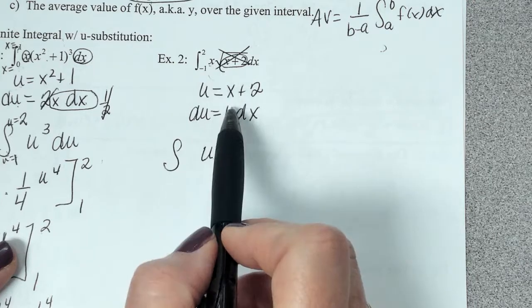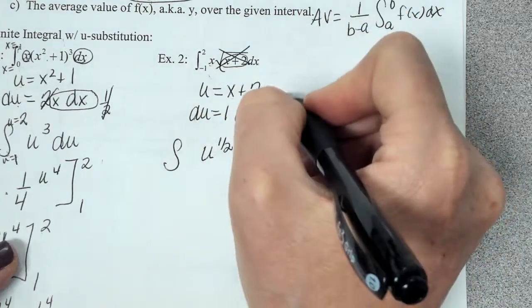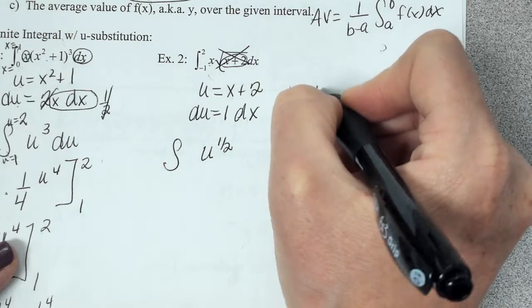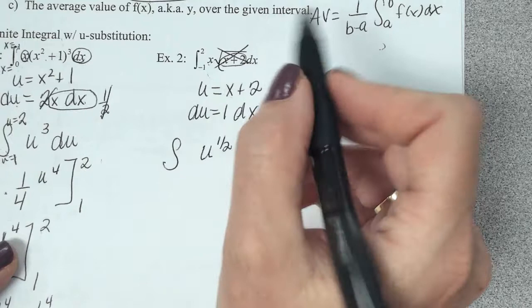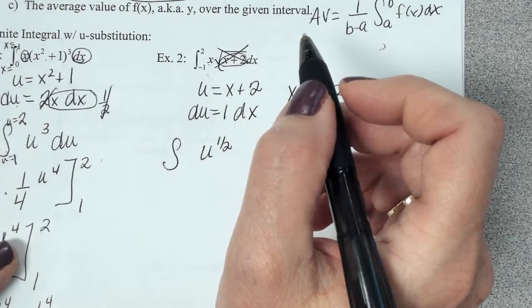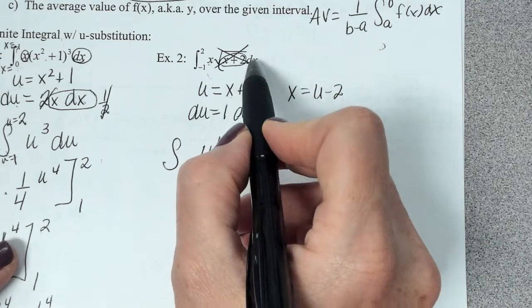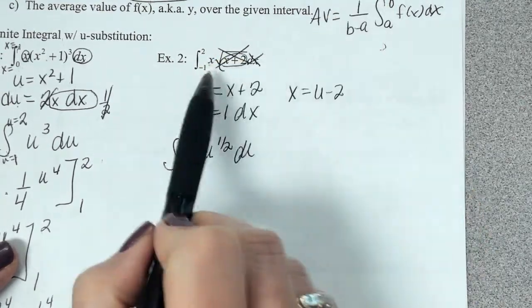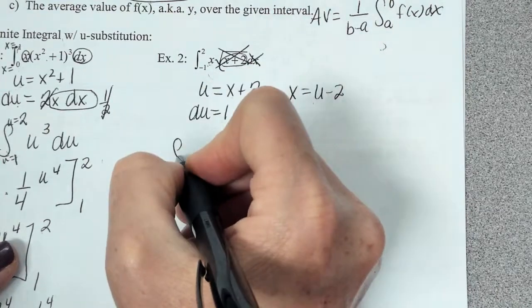How do I get rid of the x? What do I do right here? Right. What's x equal? X would be u minus 2. All right. So watch, guys. My 1 dx gets replaced with du. That was fine, my 1 dx. But this x has to get replaced with u minus 2. So I got to squeeze that in here.